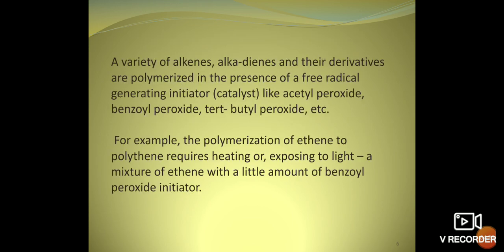A variety of alkenes, alkynes, and the derivatives are polymerized in the presence of a free radical generating initiator, that is a catalyst like acetyl peroxide, benzoyl peroxide, tertiary butyl peroxide, etc. For example, the polymerization of ethene to polyethylene requires heating or exposure to light a mixture of ethene with a little amount of benzoyl peroxide initiator.